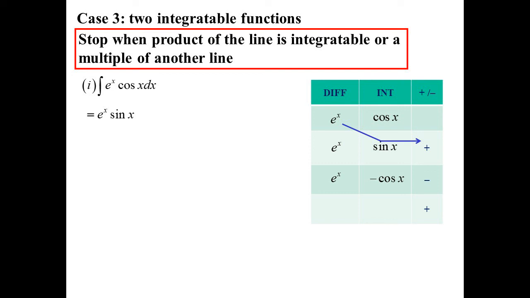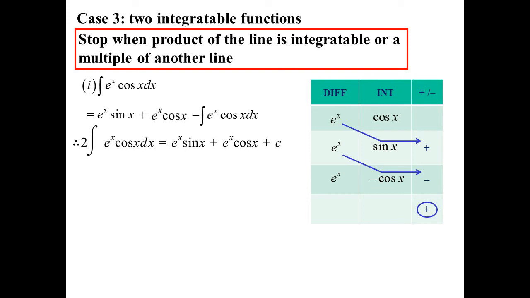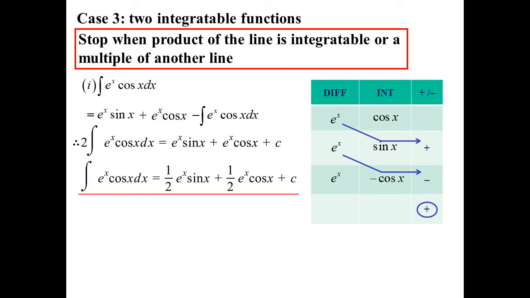That's where I'll stop. So now we'll go minus e to the x times minus cos x, plus e to the x cos x, but then it'll be plus that last line that I stopped at. So the integral of e to the x cos x, which of course is what we started with. Move it to the other side, divide by 2, got my answer.